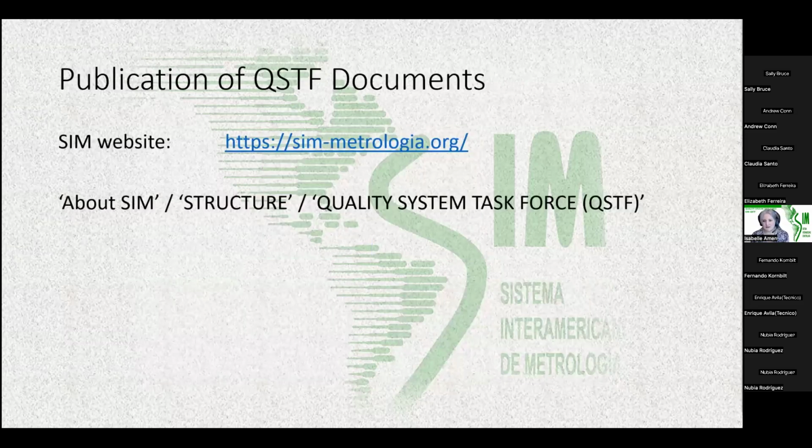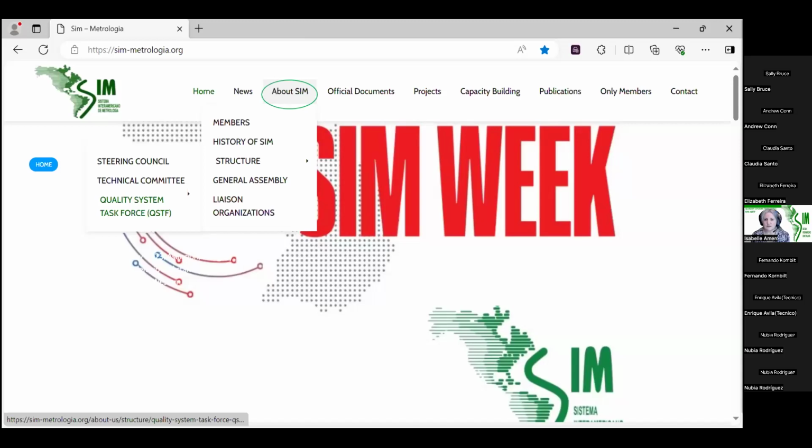So where can they be found? Where are they published? They are published on the external website of SIM at this address, and you will find the documents on the SIM QSTF page by following this path. About SIM, structure, and then click Quality System Task Force QSTF.